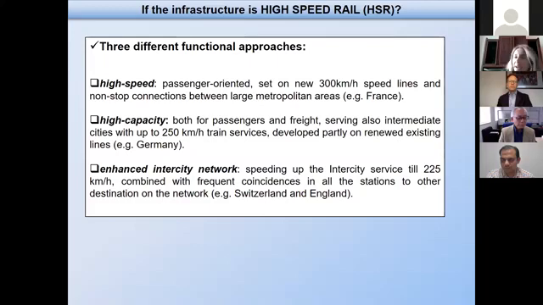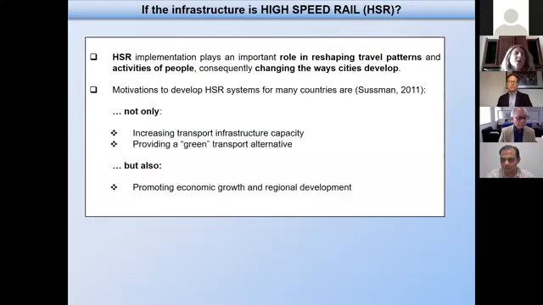After saying that and clarifying this point, the question is, if the infrastructure is a high-speed rail, what happens? The reason why many countries are now investing in high-speed rail is not only because they increase the transport infrastructure capacity, or because they are friends of the environment with respect to the car, but mostly because they promote economic growth and regional development. And it is on this second aspect that my presentation will focus.